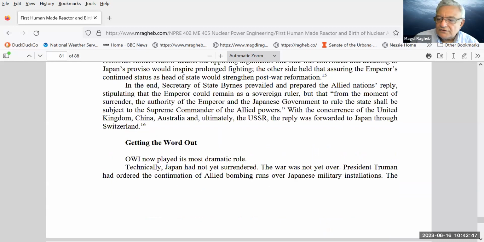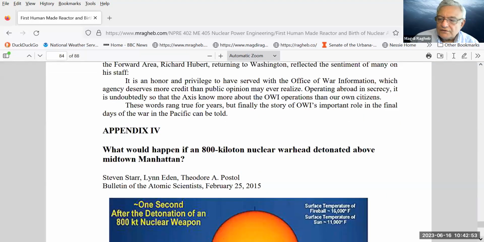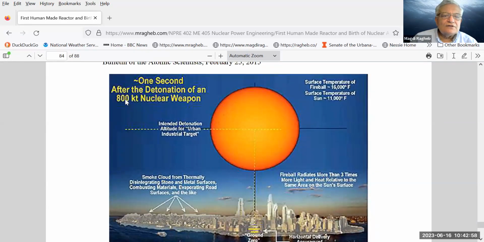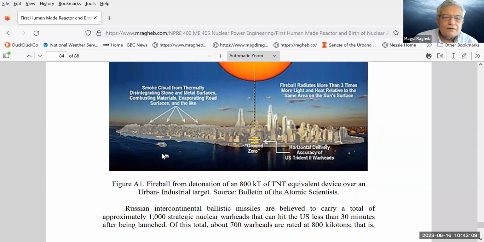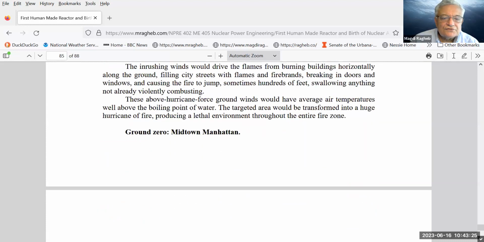I write here some information about the events that you may like to read. Appendix 4, for instance, would show us what will happen if we had a fireball of an 800 kiloton nuclear weapon exploding over the island of Manhattan, from the Bulletin of Atomic Scientists, over a large city like Manhattan Island in New York, for instance. And we hope that those nuclear weapons will only be used in peaceful applications in general.